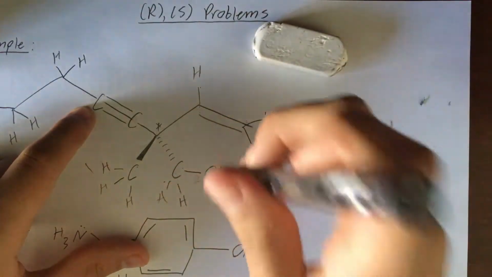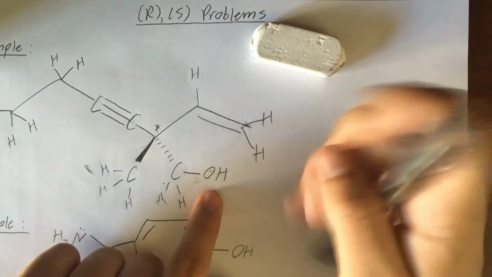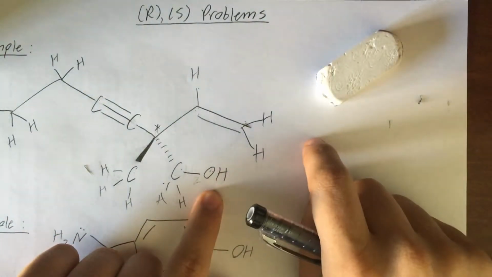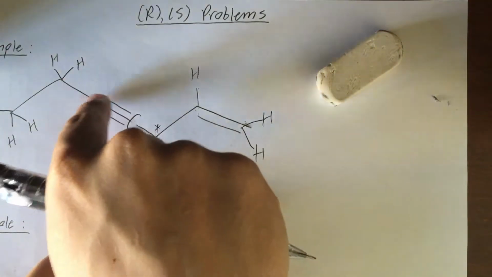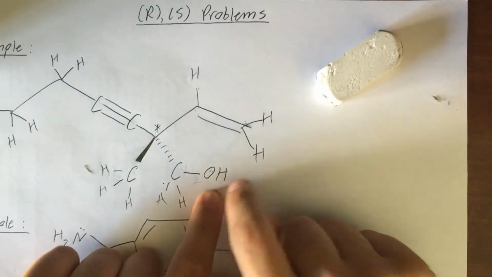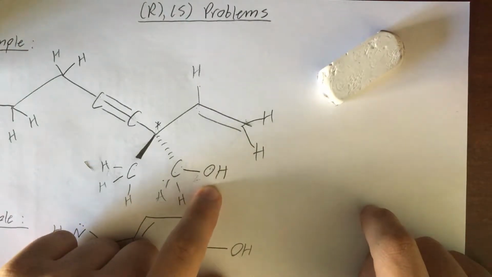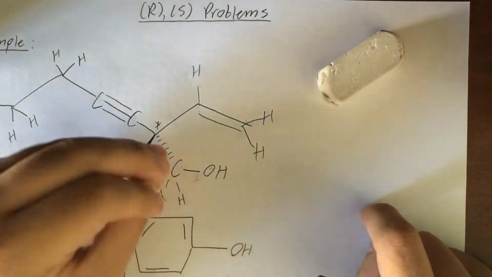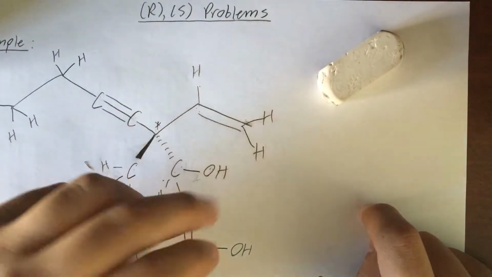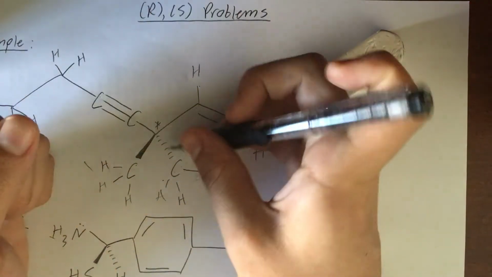This is where the point of first difference is so important. This carbon is bonded to an oxygen. All these other carbons, they're not bonded to oxygen. They're bonded to either hydrogen and or carbon. Oxygen has a higher atomic number than carbon, and it's also got a higher atomic number than hydrogen. And remember, the higher the atomic number, the higher the priority. Therefore, this substituent has the highest priority of 1.